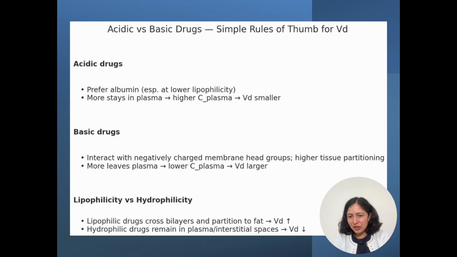We covered the biological properties that can impact drug distribution. Now let's talk about the drug intrinsic properties. The drug molecules can be acidic or basic, they can be lipophilic or hydrophilic, charged or uncharged, and this can impact drug distribution. Acidic drugs prefer to bind albumin and stay in plasma.